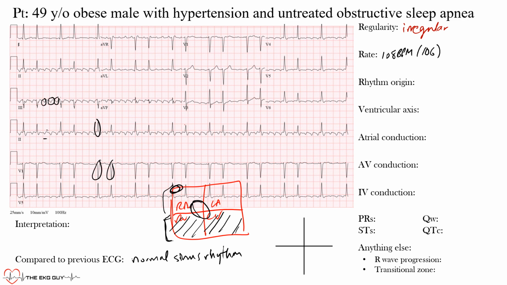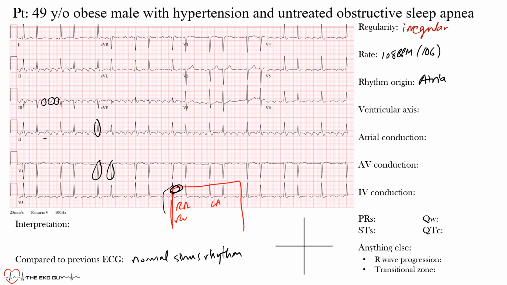Is it coming from the AV junction? Well, that's certainly possible, but we have an irregular rhythm. If it's irregular, it's rare that something is coming from that junctional area. And that leaves us with something coming from somewhere in the atria. And in fact, this rhythm is originating from the atria.